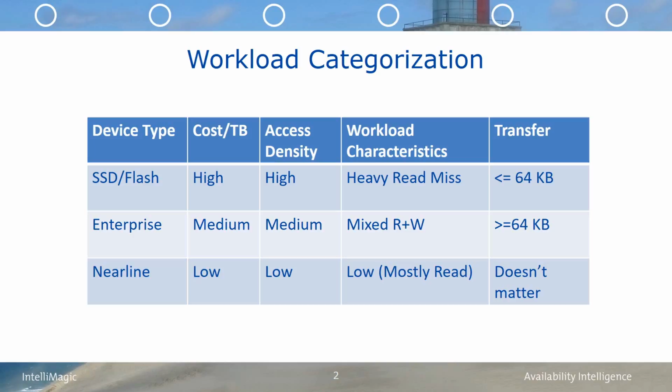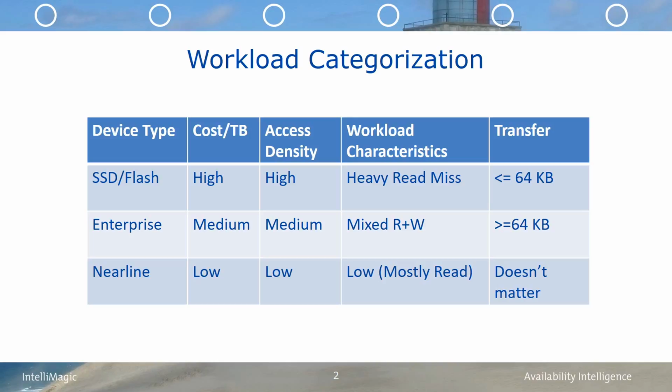For SSD and Flash, the cost per terabyte is high, so you want to reserve this for workloads with high access densities, predominantly read cache unfriendly workloads, with transfer sizes less than or equal to 64 kbytes. The reason for focusing on read-miss workloads is that the Flash or SSD technology is able to deliver the random read requests at a very high speed. In fact, the random reads are as quick as sequential reads, as there is no seek time with SSD Flash.